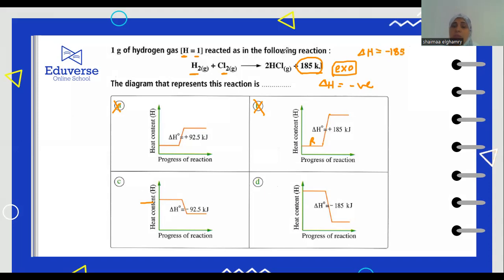Here delta H equals negative 185, but this is for what? For the total mole, or 1 mole of hydrogen, which has a mass of 2 grams. But here he is asking about the reaction of 1 gram of hydrogen. So we are going to divide this delta H by 2. So the correct answer will be C.